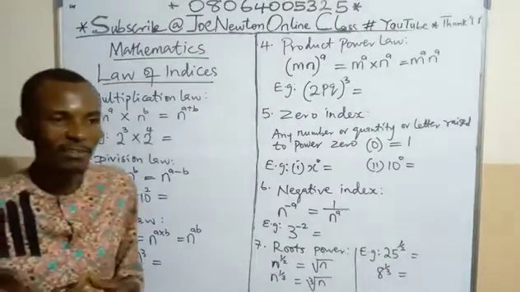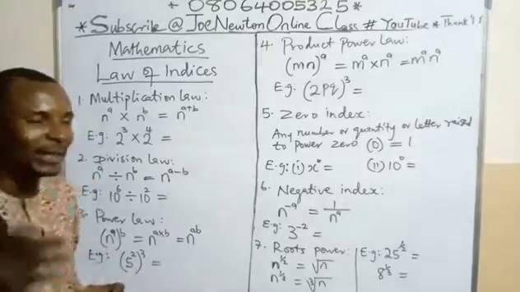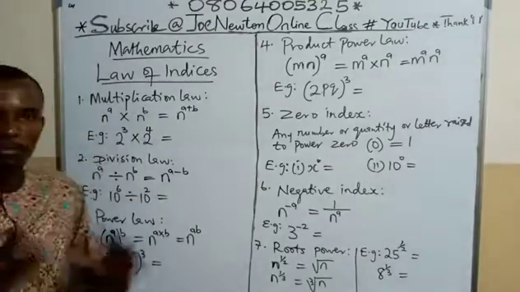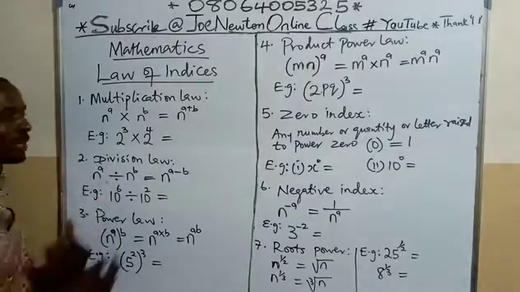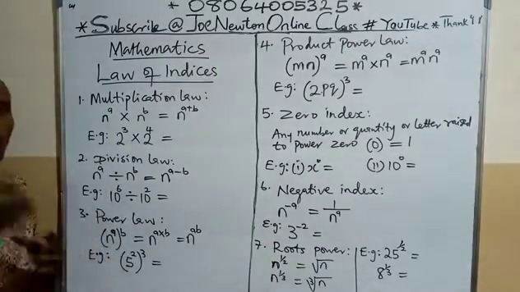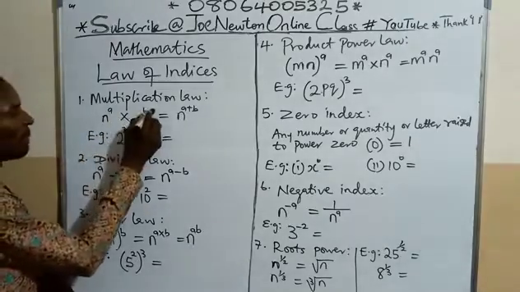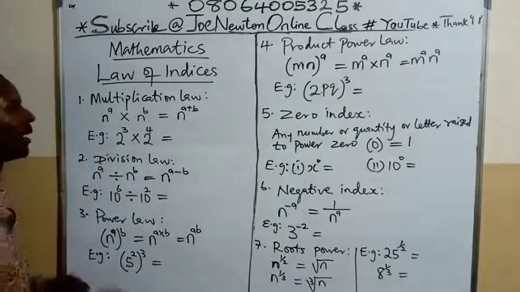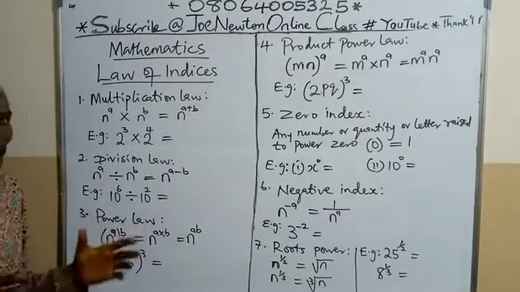Multiplication law simply says that when you are multiplying, you add the powers. Simple. You take the factor and add the powers. Assume that I have n, I use n for quantities here. n raised to the power a times n raised to the power b simply implies n raised to the power a plus b, where a and b are numbers.